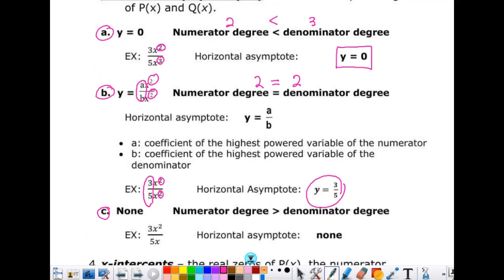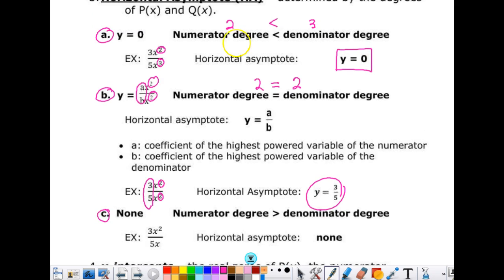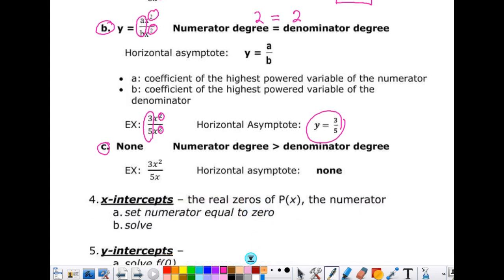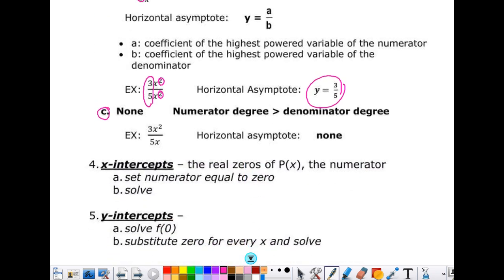Now we did, if the numerator is less than the denominator, it's 0. Well, if the numerator is bigger, so like 2 is bigger than 1, then we get none for the horizontal asymptote. So that's the hardest part right there. And like I say, you're going to have a cheat sheet to help you every time.